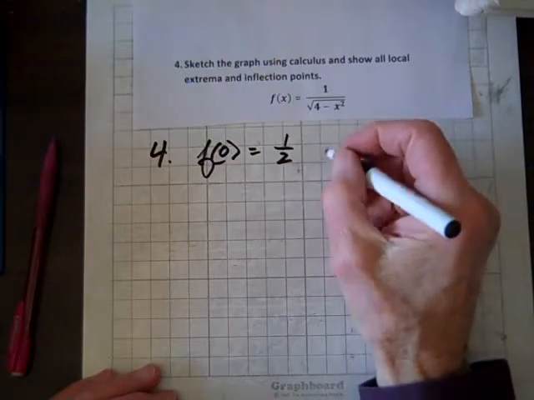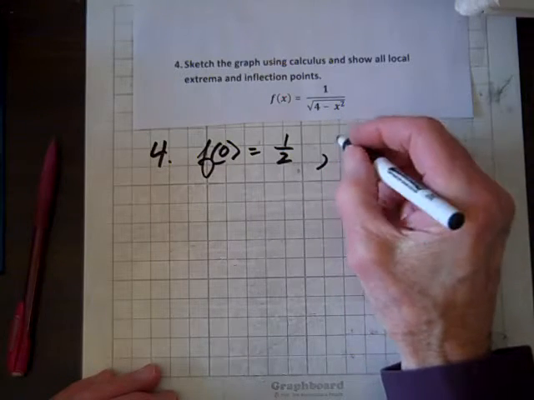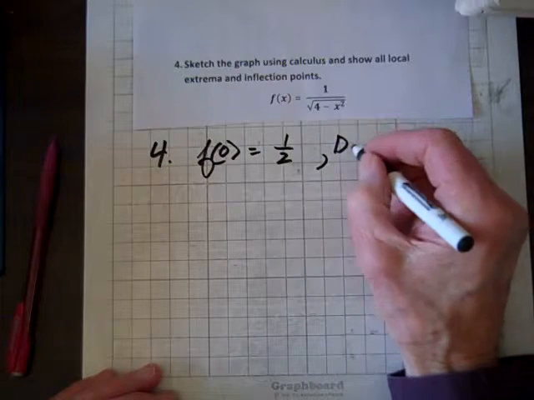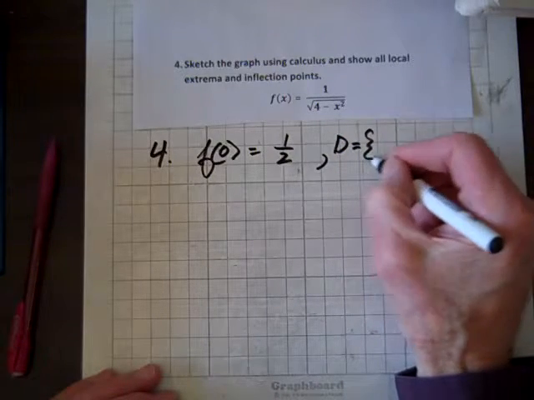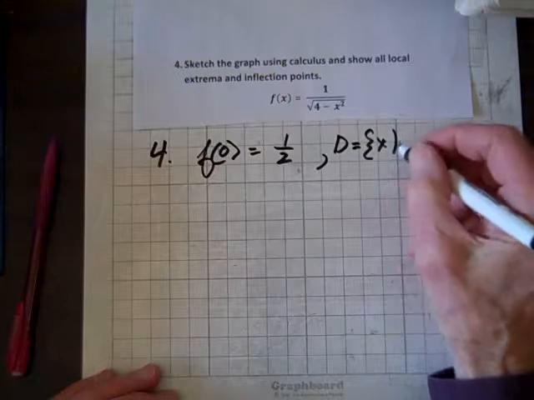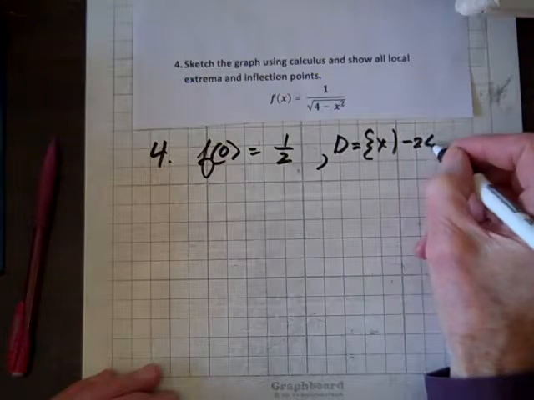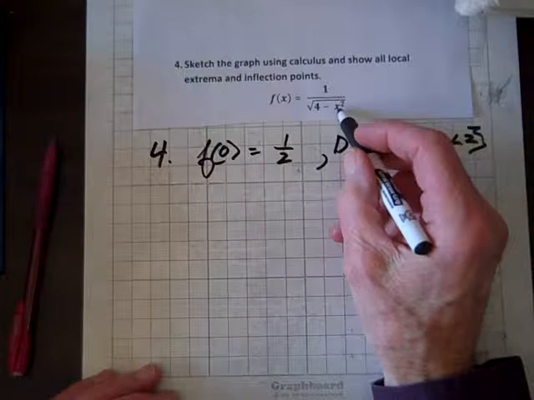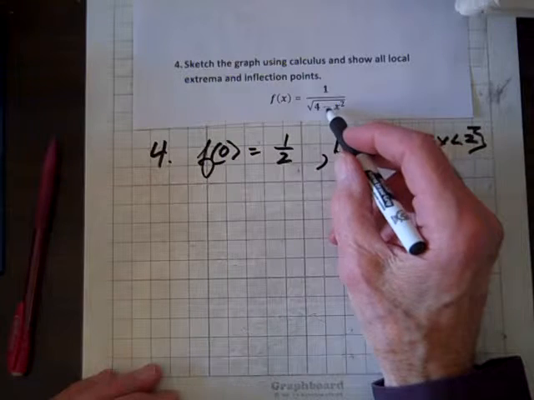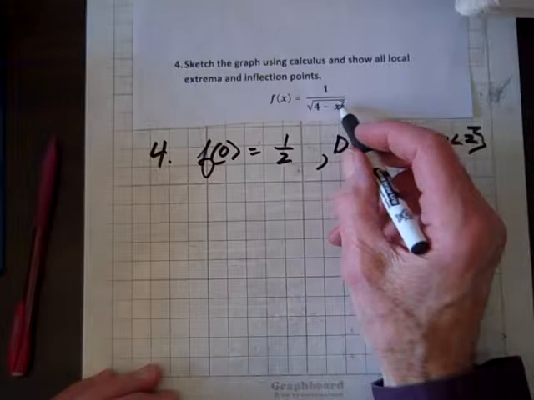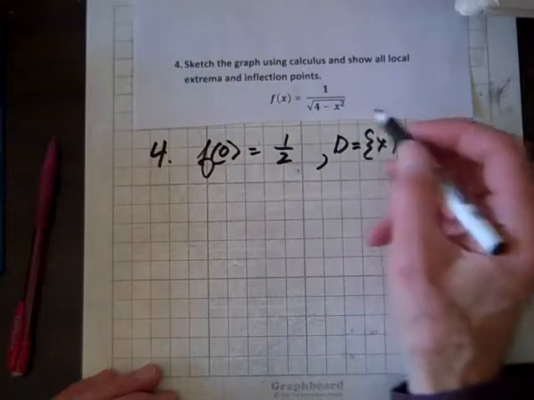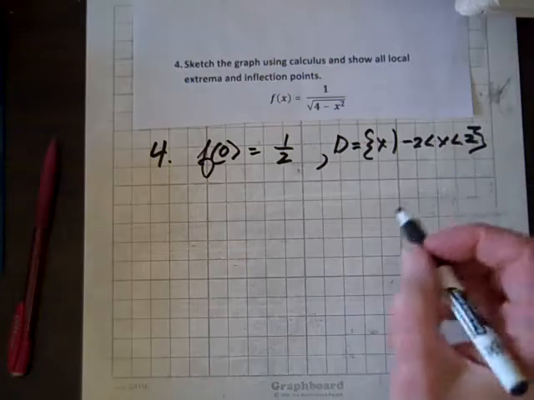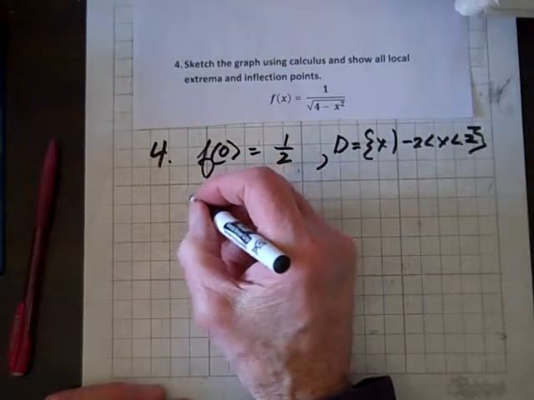We also know that the domain is limited. The domain equals the set of x such that -2 is less than x, which is less than 2. The reason is that if x is anything greater than 2, we'll have a negative number under the radical. If x is less than -2, again, we'll have a negative number under the radical. So there's our domain. Now let's take a derivative.